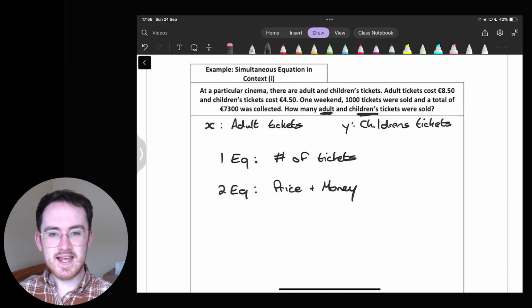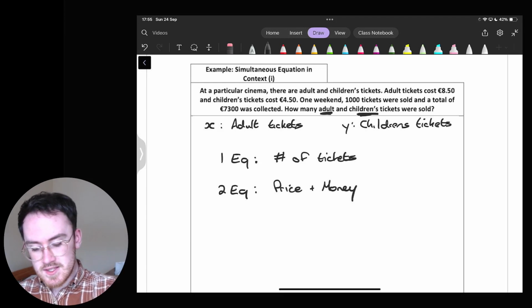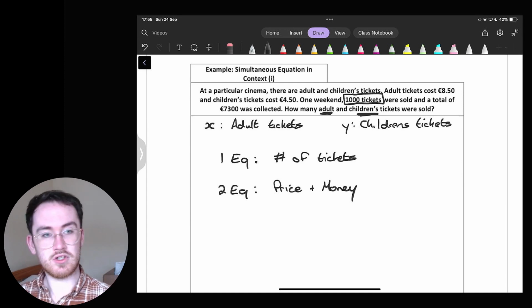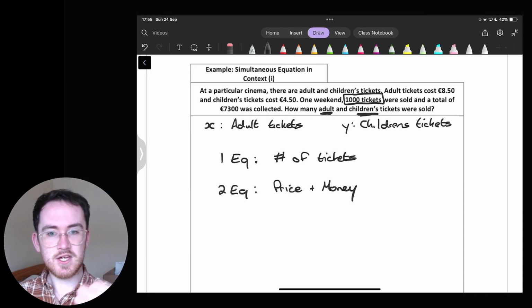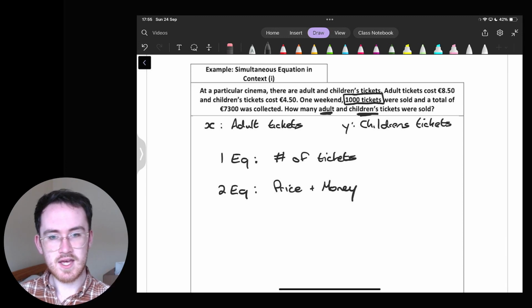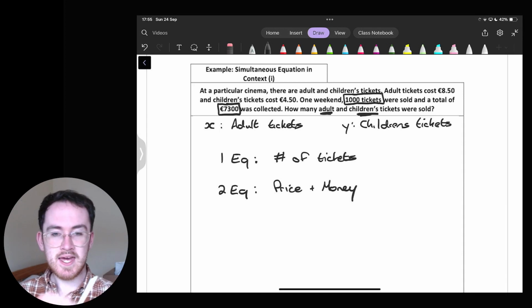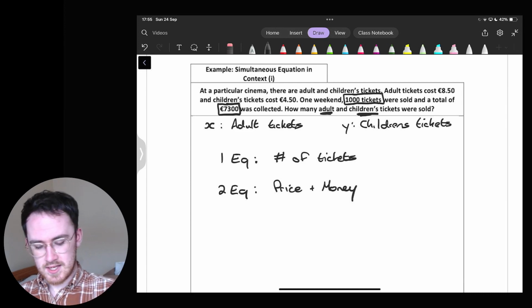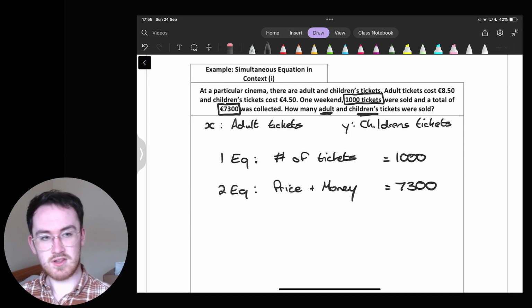What tells me this, obviously, is just from seeing a lot of these questions, but the things in the question that would tell me are things like this here. They tell us how many tickets were sold altogether, 1,000. That's an answer for me, something I can put equal to 1,000. If I add up the number of tickets, I would get 1,000. The same thing with this amount of money here. If I add up the amount of money I make from each of these types of tickets, the answer is 7,300. So the first equation is going to be equal to 1,000, and the second one is going to be equal to 7,300.